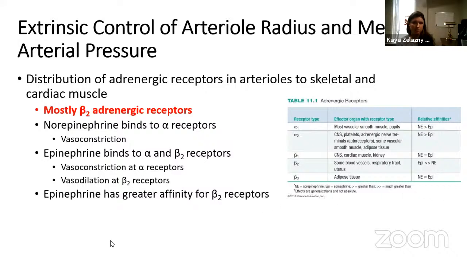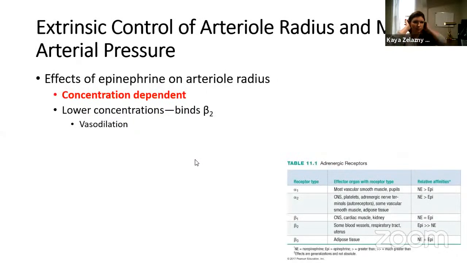And the other thing we note is that it has greater affinity for those beta-2 receptors. So we're going to see that the effects of epinephrine are going to be different depending on how much epinephrine we have. Because if we have a little epinephrine, it's going to get hogged by beta-2 receptors. But if we have a lot, it's going to affect both types of receptors because we have extra and we have enough to basically wash out this effect. So this is really the fundamental background of these next couple slides.